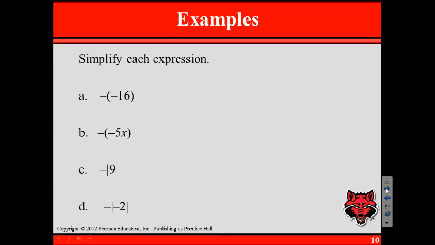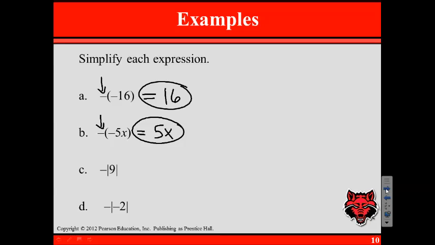So let's use our knowledge of opposites to simplify each of these expressions. On part A, we would read this expression as the opposite of negative 16. And the opposite of negative 16 is positive 16. Another way to think about it, if we have two negatives side by side on a number, they become positive. On part B, the opposite of negative 5x would be a positive 5x. We change the value of the sign when we find opposites.